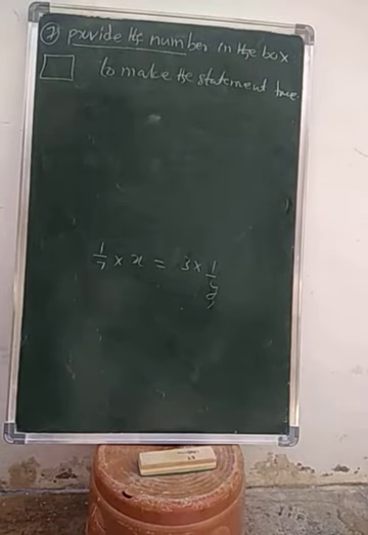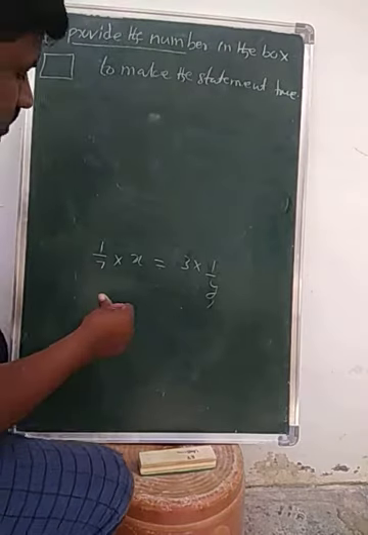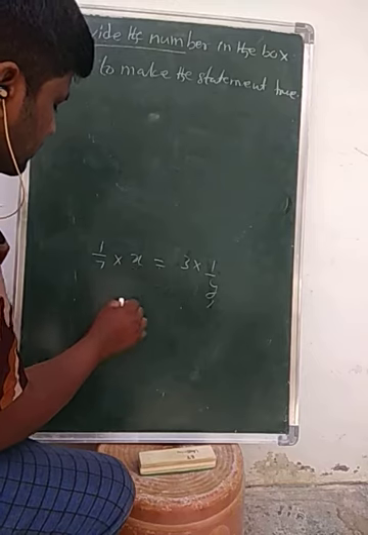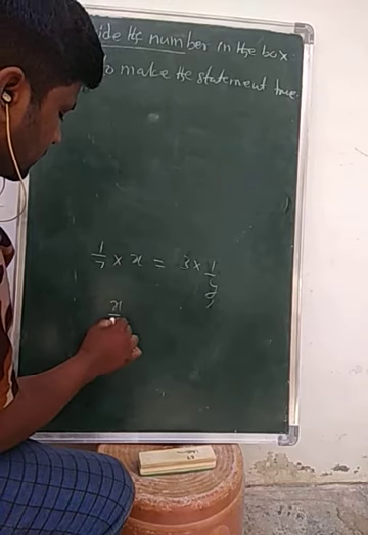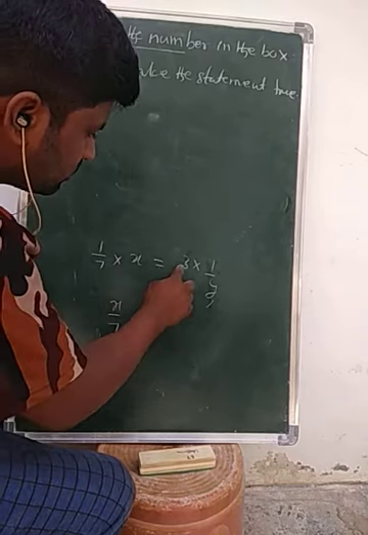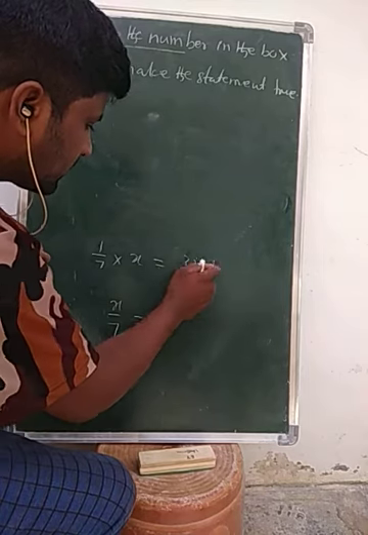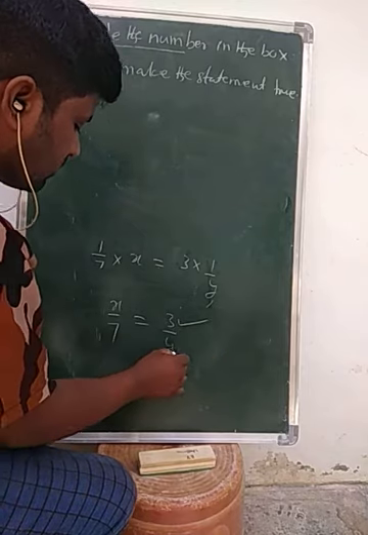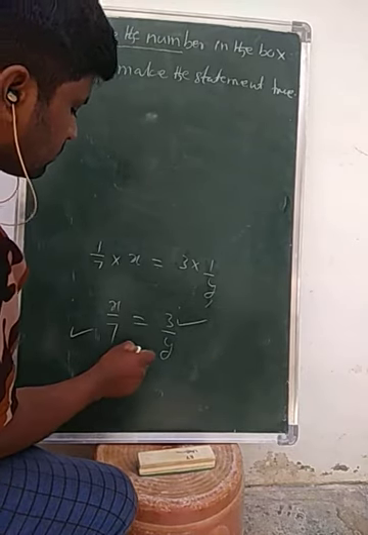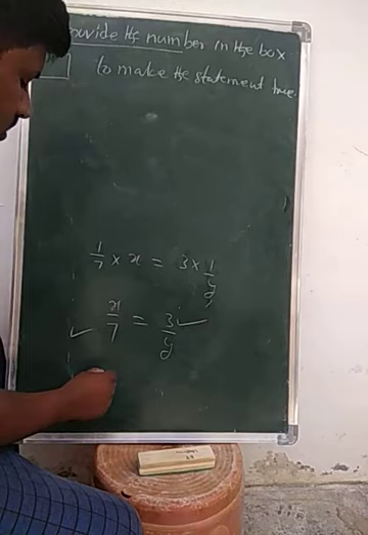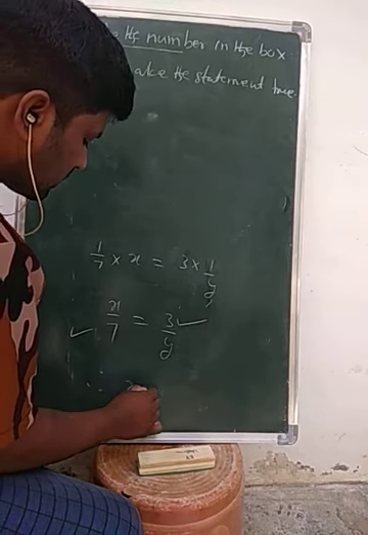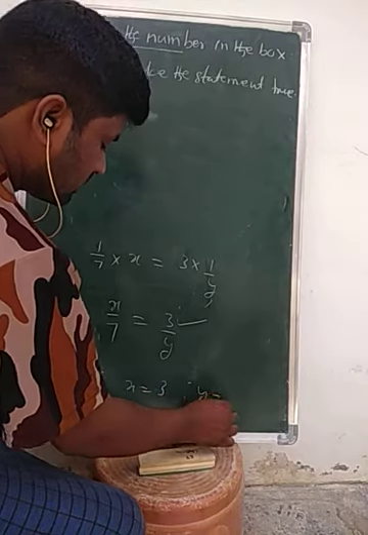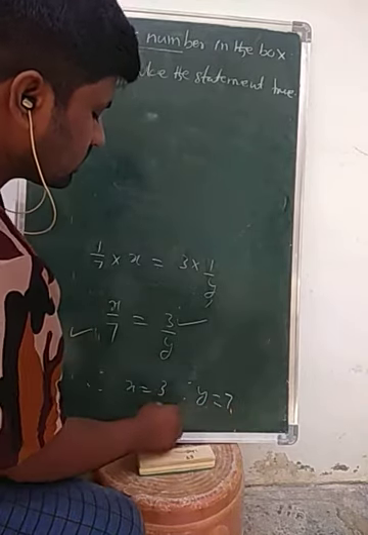Okay students, so 1 by 7 into x, that is 1 into x by 7, is equal to 3 into 1 by y. No need to write it like this. Clearly x is equal to 3 and y is equal to 7. Therefore we get x is equal to 3 and y is equal to 7. So this is the required answer.